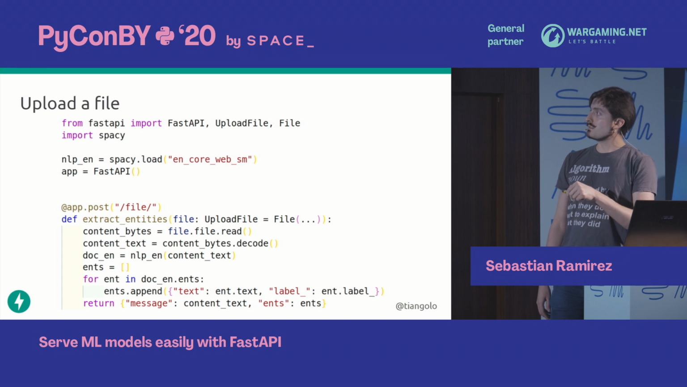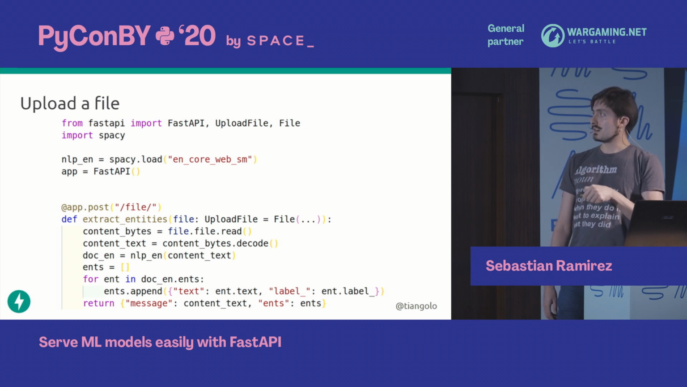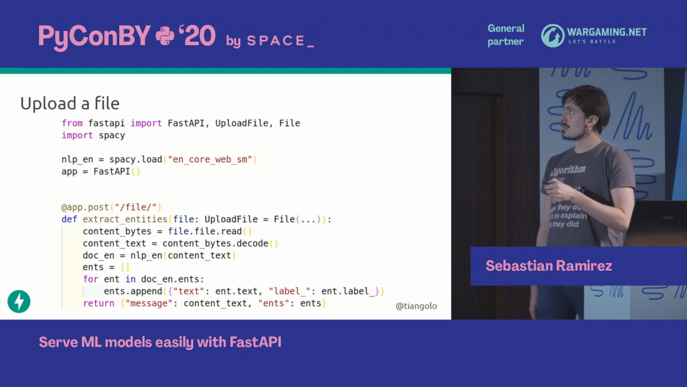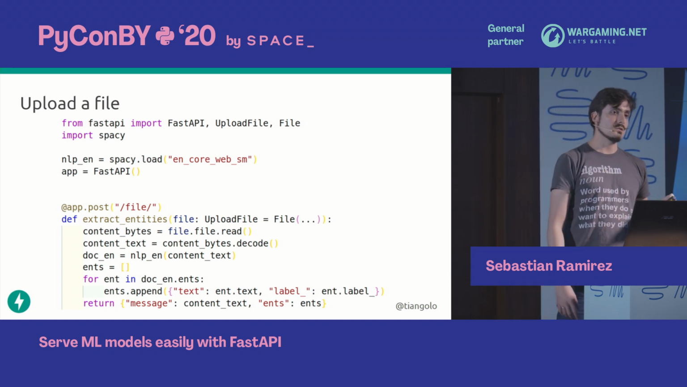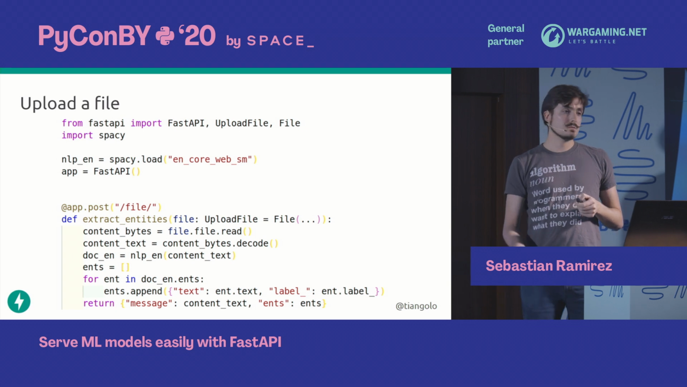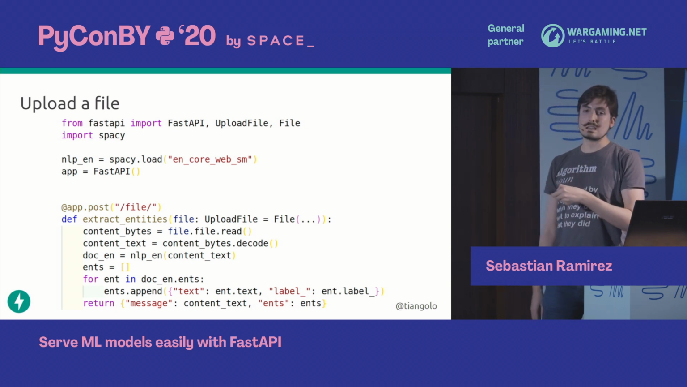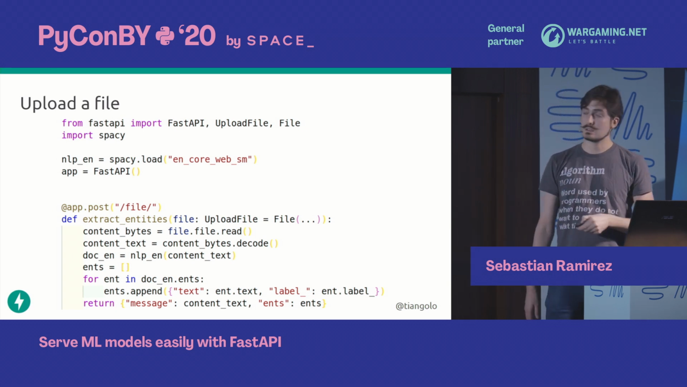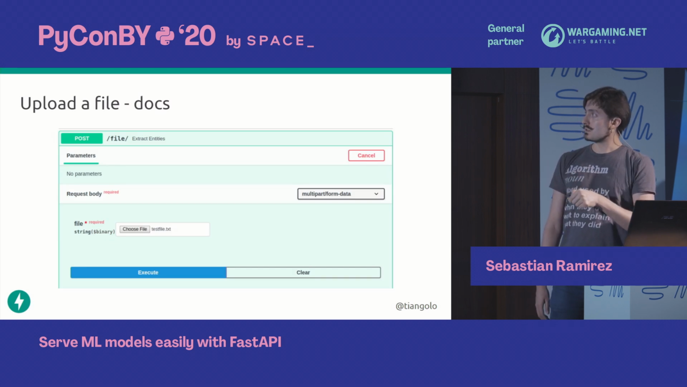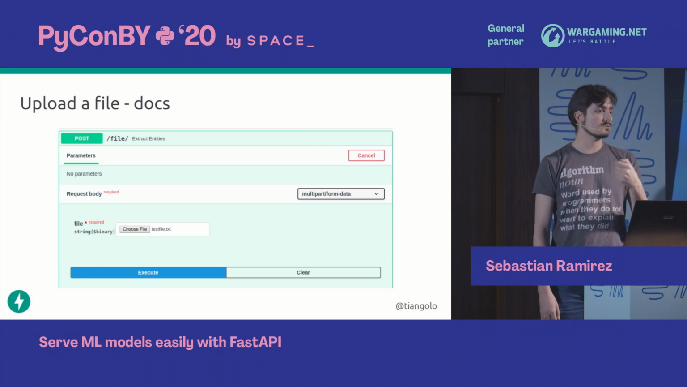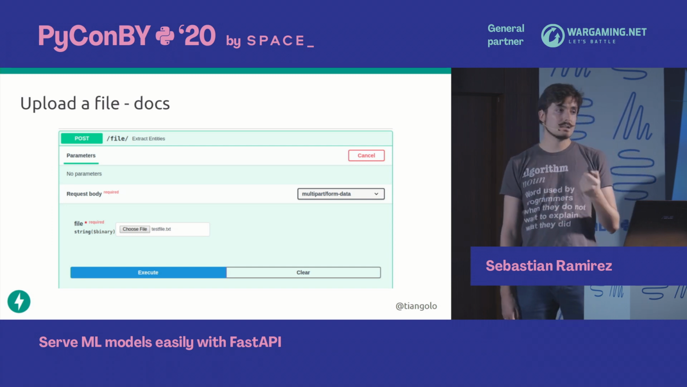Then you can just read the file and do the same machine learning again as you would. So this is the standard type of thing. You could also use templates if you want to. You could use all these same tools that you would use in other frameworks. And again, the documentation is updated and you get this nice widget that you can trigger to upload an actual file and send it to your API and see how it behaves.